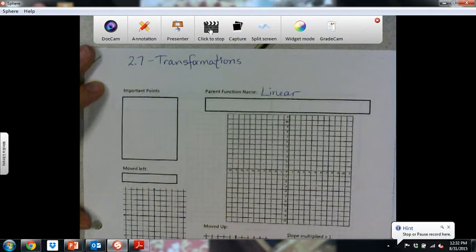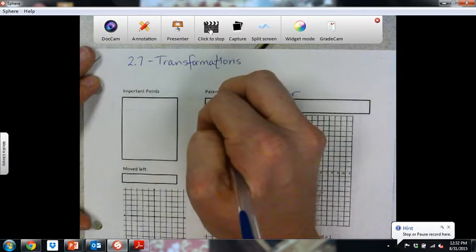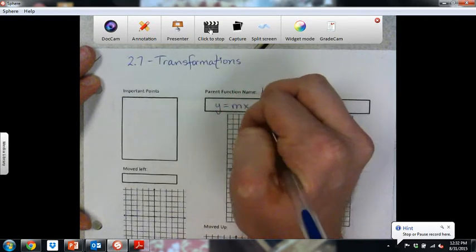You're responsible for 5 major types of parent functions, or types of functions, and being familiar with how they move around the coordinate grid based off of different things that get added or subtracted or multiplied in that parent function. So for example, the linear function is something you're very familiar with. It is y equals mx plus b.